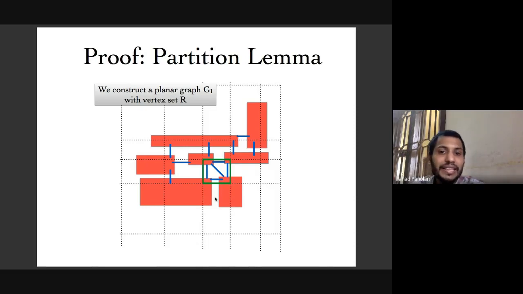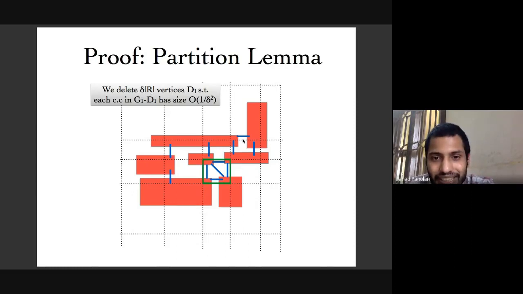So this is a planar graph, easy to see, right? The way I draw edges, it is a planar graph. Now, what does the R division tell us? I can find a set D1 of delta times cardinality of R vertices, where D1 is in the graph whose vertex set is R, such that each connected component in G1 minus D1 has size order 1 by delta square. That is guaranteed by our previous result on planar graphs, the R division, where you substitute R equal to 1 by delta square. This delta will depend on epsilon that we fix later.